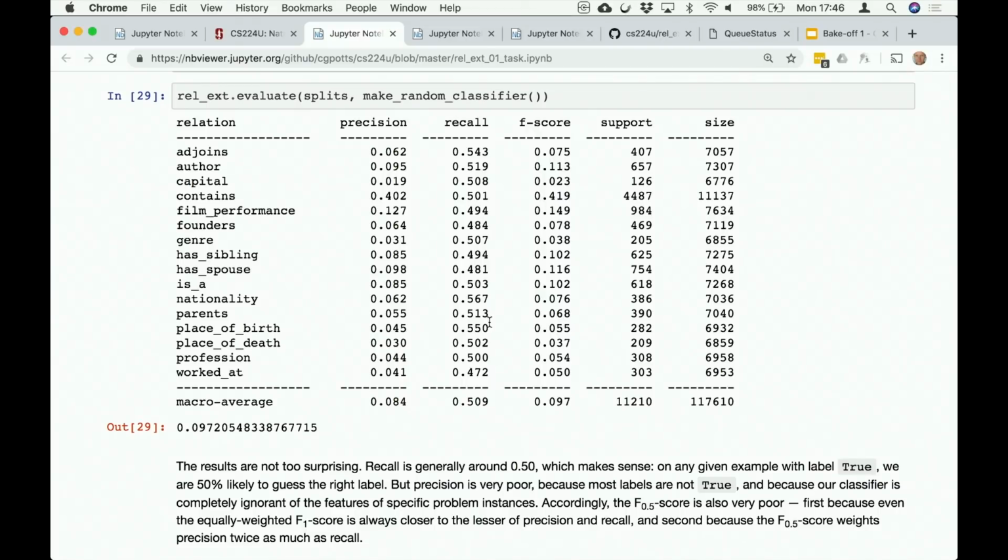So it kind of makes sense that if there actually is a true label, when the label is actually true, we have about a 50-50 chance of getting that. And that's what recall is measuring. But we're saying true all the time, and most of the time, that's not the right label, which is why precision is quite low. So the macro average precision is 8%. The macro average recall is 51%. The macro average F-score is 10%. It's really low. It's much closer to the precision than it is to the recall, which is a characteristic of F measure. It tends to be pessimistic, much closer to the lower of precision or recall.